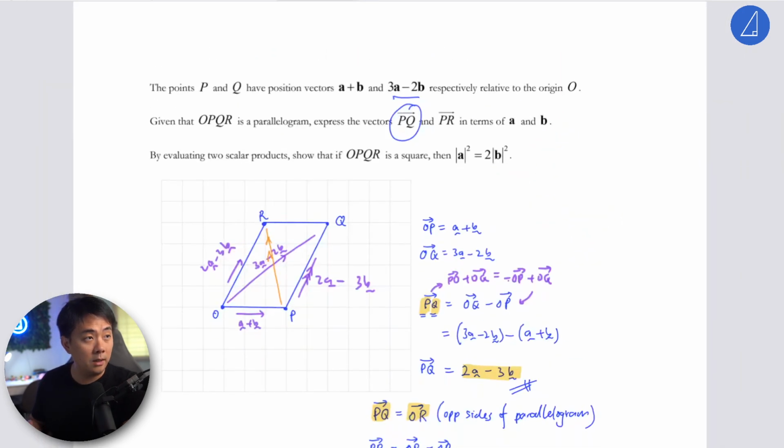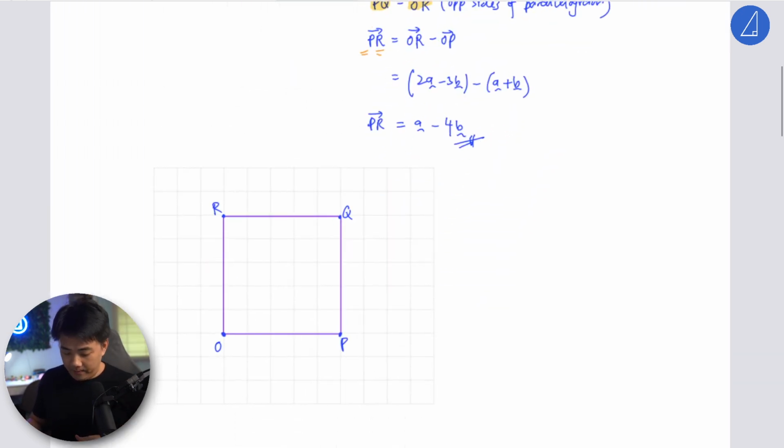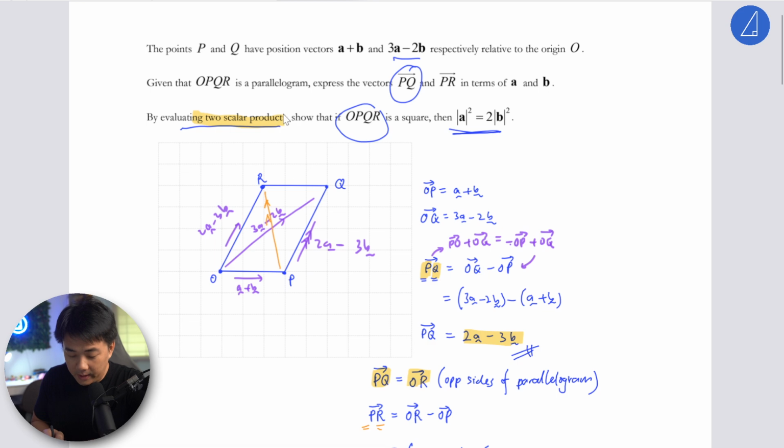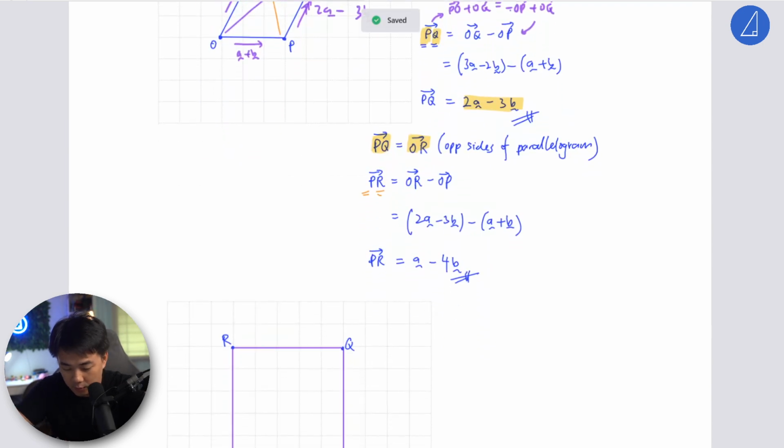Great. So that's done. Now, by evaluating two scalar products, show that if OPQR is a square, then |a|² = 2|b|². Let's see how we can do that. So this is our square, OPQR, right? Now take note, by evaluating two scalar products, the key thing here is two scalar products. Then show that if this is a square, then this will hold true. Now, I will just go through it straight up.